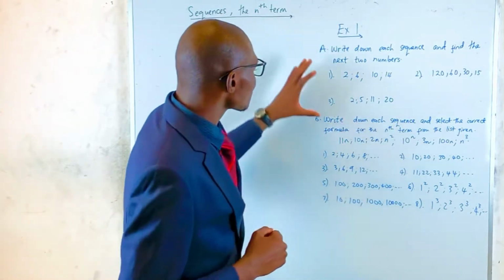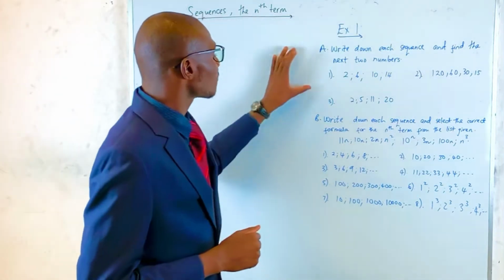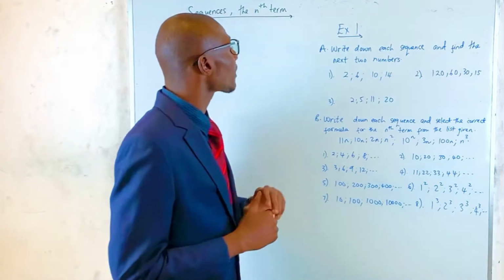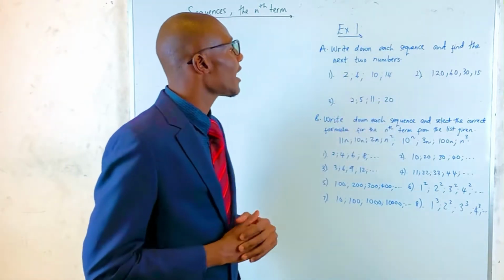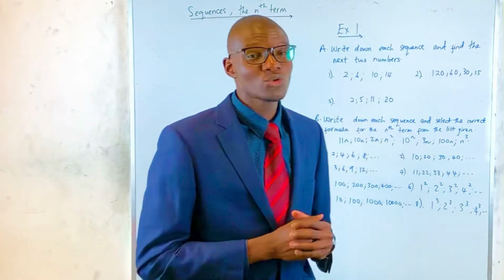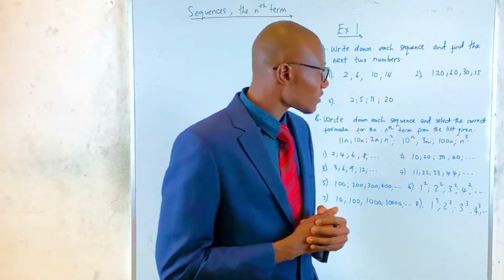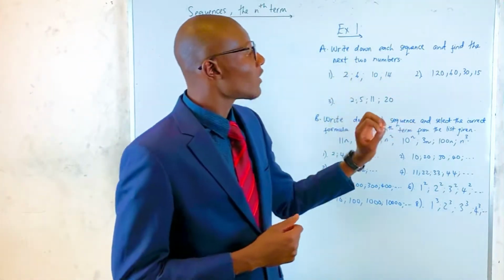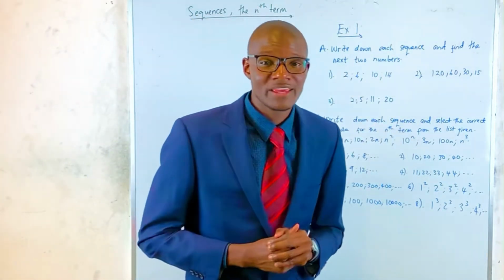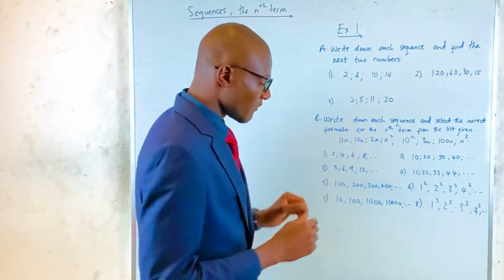Okay, so we're just going to start off by looking at these set of questions, right? And for this first part, we're asked to write down each sequence and find the next two numbers. So what we need to do is simply use logic. We need to study the terms in the sequence that we're given and see the pattern which is occurring there.